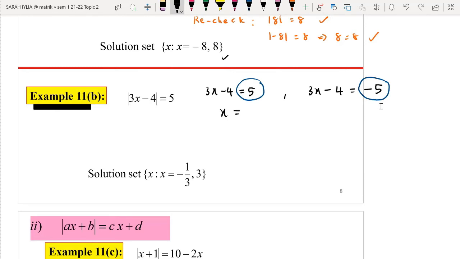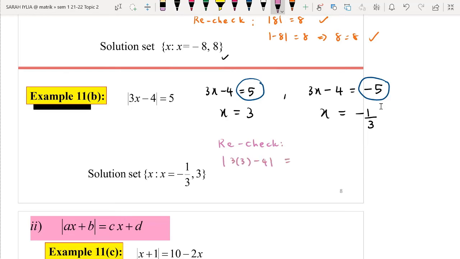Alright, so after that, simplify this up. X will be equal to 3. And then, x will be equal to negative 1 over 3. And then, once again, awak kena recheck. Macam yang saya dah pesan kat 2.1, recheck ni tak perlu tunjuk pun tak apa. Kalau awak nak straight away, tekan calculator. Tak ada masalah benda tu.